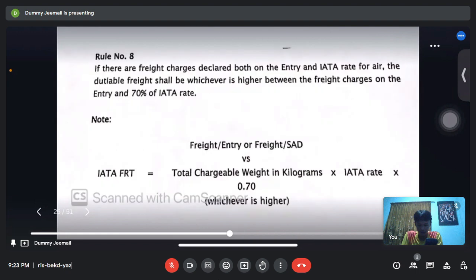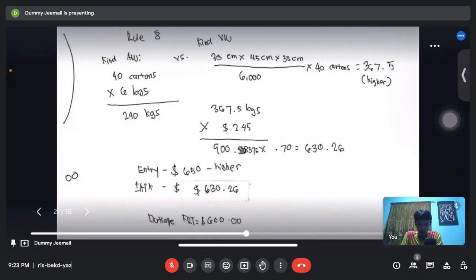So, okay. The answer here is 900.375. Then we also multiply it by 70%, and then we will get 630.26.